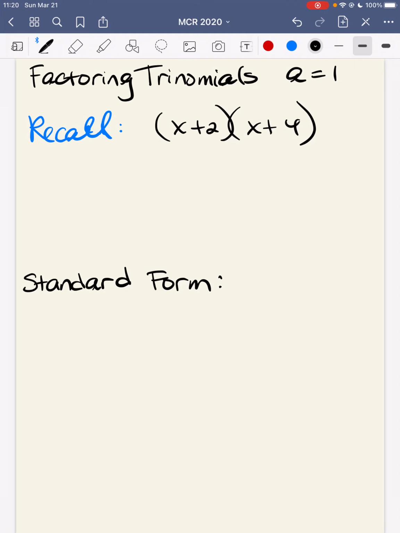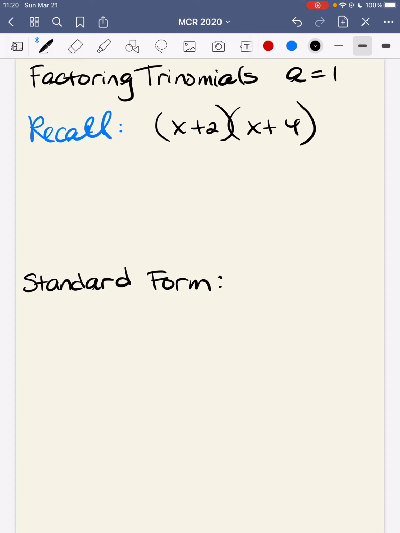All right, so welcome to our introduction of factoring trinomials. And we're going to factor trinomials in the form such that a is equal to 1. And we'll talk about that in just a moment. First, we want to look at what we already know.